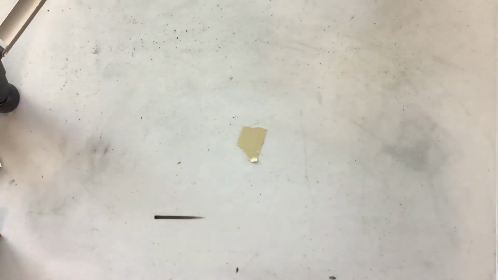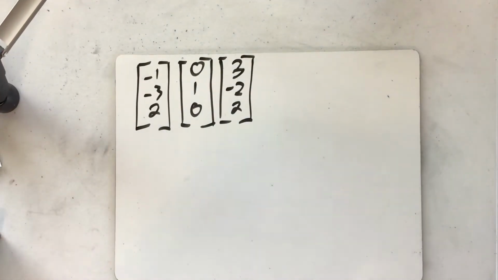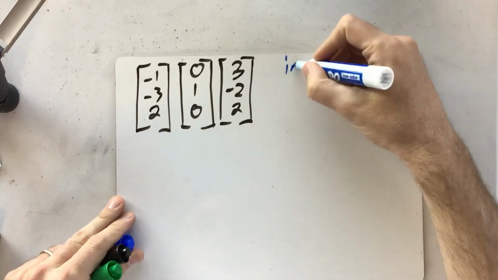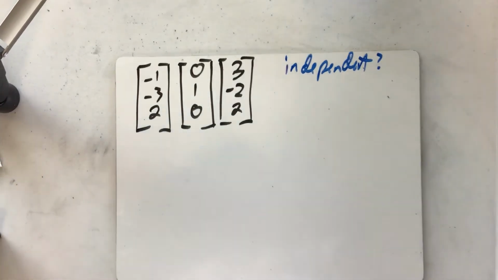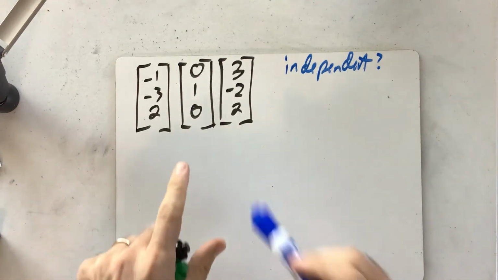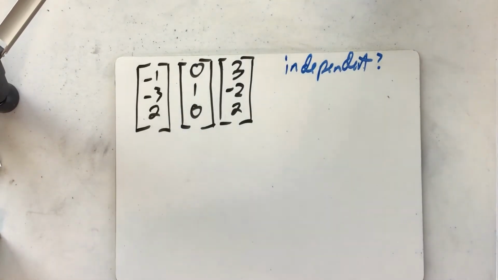Okay, let's start the second problem. My second problem is, are these three vectors independent? Now what I want to do is translate independent into invertible language. So I'm going to ask you a question. If they're independent, what should that mean about these three vectors? Are they invertible? Does it reduce to the identity? What is the determinant going to equal if they're independent?